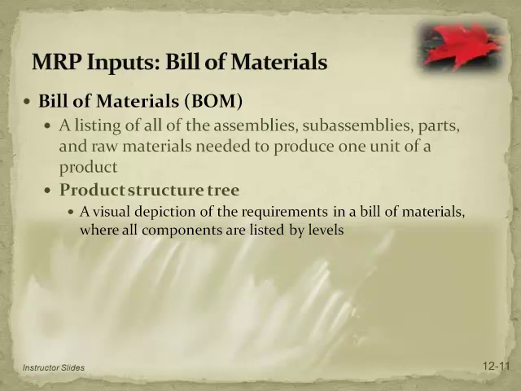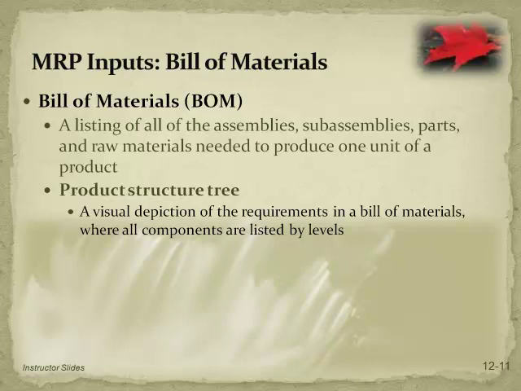Bills of materials are also sometimes referred to as a product structure tree. So what is a bill of material? It's a listing of all the assemblies and all the materials that go into a product. So for the iPhone, what are all those materials that are needed to make that product?